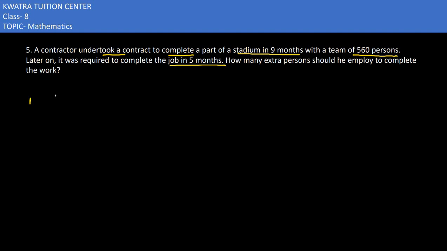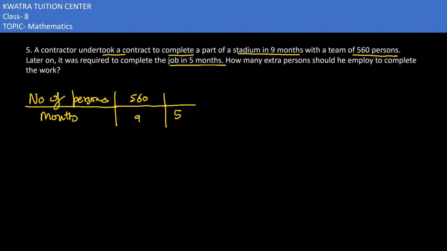So here in this case, we have two kinds of information. One is the number of persons. On the other hand, we have been given information about months. So they would be completing the work if they are 560 in 9 months. ठीक है? और उन्होंने बोला 5 month के लिए अगर हम काम करवाते हैं तो कितनी देर लगेगी काम? मतलब कितने number of person required होंगे? Extra number of person. So we have to find basically x2 here.